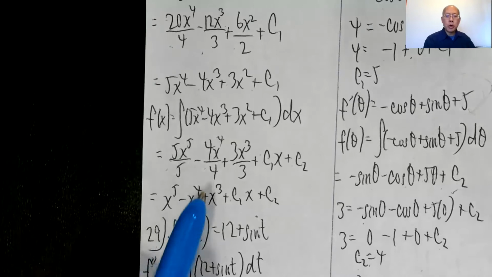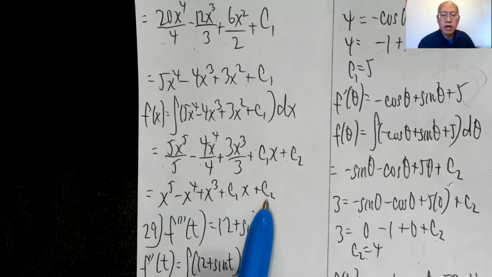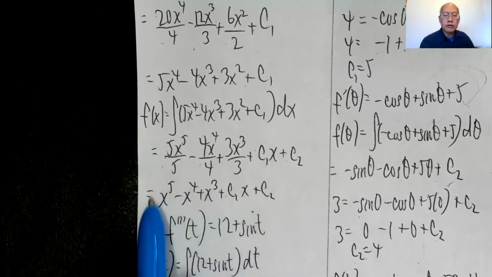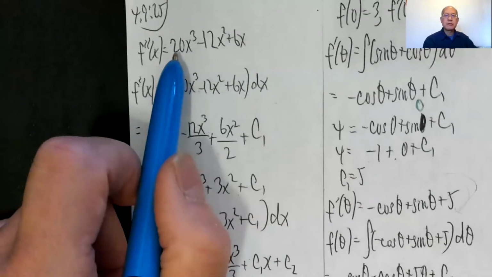So here's a whole family of functions. Just give me a different c1, a different c2, I have a different solution. All of these functions have the property that the second derivative comes out to be that. Okay.